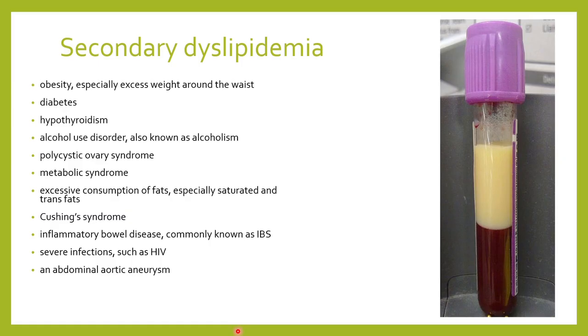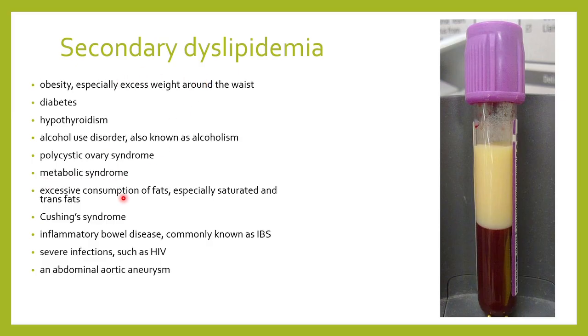Secondary dyslipidemia is more common than the familial dyslipidemias. You have obesity, excess weight around the belly, and because of diabetes there is a secondary deranged lipid profile. Hypothyroidism can cause it, alcohol can cause dyslipidemia, and PCOD is also a very common condition which can cause a deranged lipid profile. Metabolic syndrome: the patient is having deranged lipid profile, hypertension, increased belly size, high waist circumference, so there is insulin resistance, metabolic syndrome and dyslipidemia.